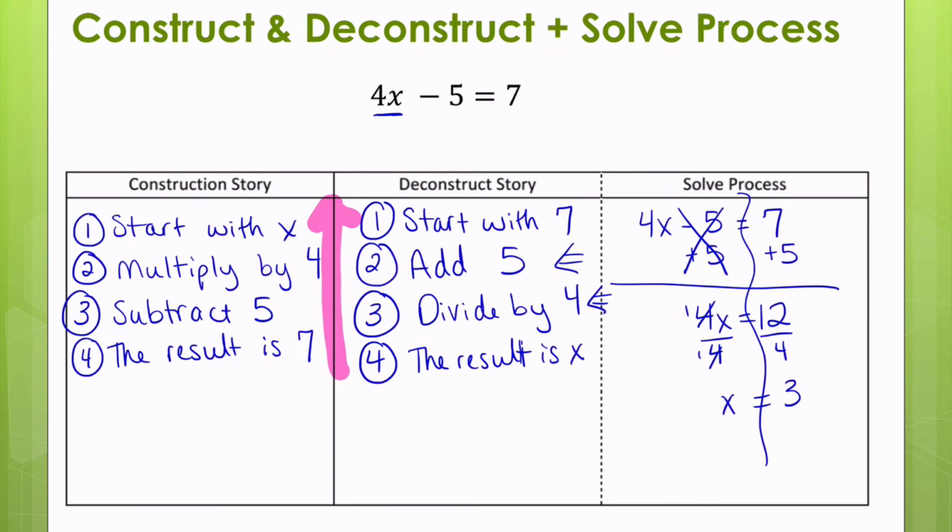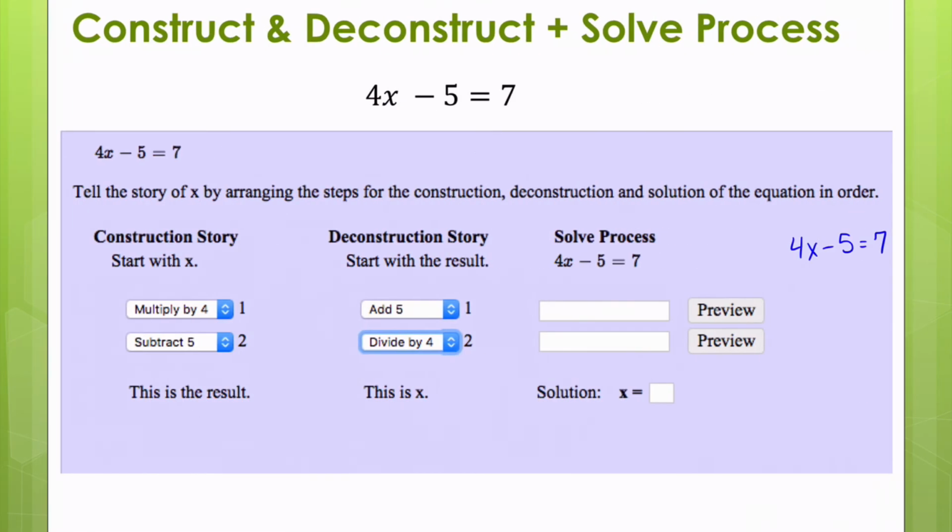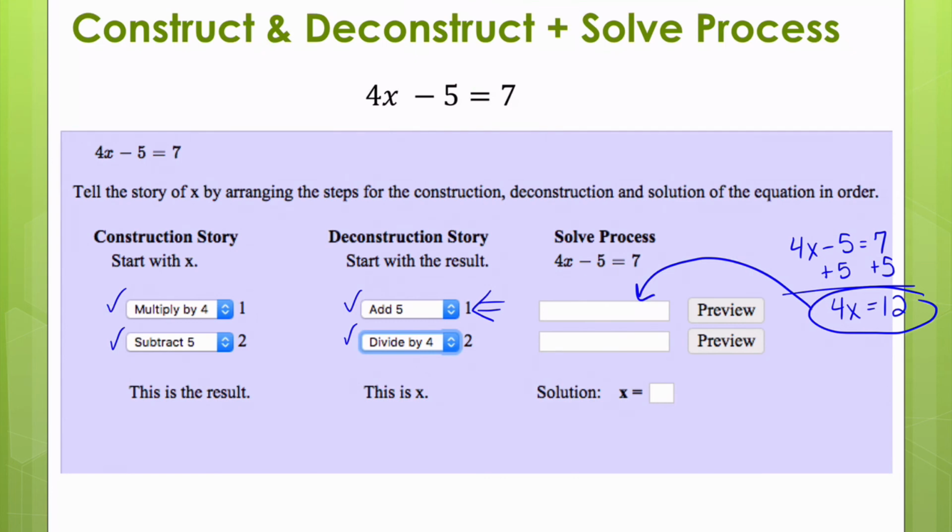Okay, so let's go ahead and take a look at what this looks like in MathAS. You'll see that I've already selected my construction and deconstruction options, so I'm ready to just enter in my solve process. I have 4x minus 5 equals 7, and I can see here it says to add 5. We are going to add 5 to both sides, and we get 4x equals 12. This is what they want you to enter into this box. So I would literally type in 4x equals 12.